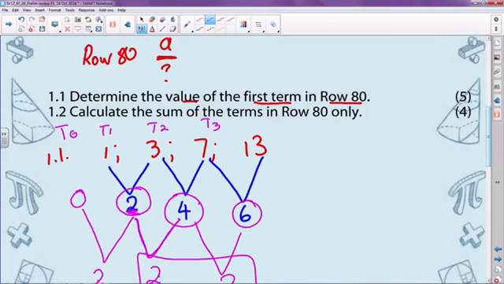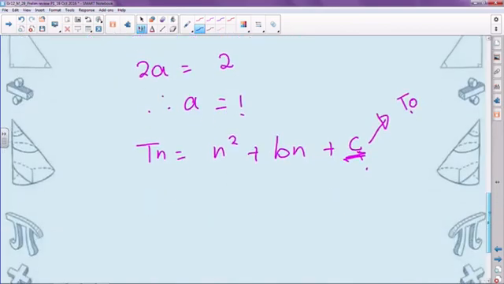And then to get to term naught, which is the term before term 1, I simply say 1 minus 0 and I get 1. So therefore, term naught, which is equivalent to c, has a value of 1. All right. So therefore, c is equal to 1. So now my equation looks like this. Tn is equal to n squared plus bn plus 1.